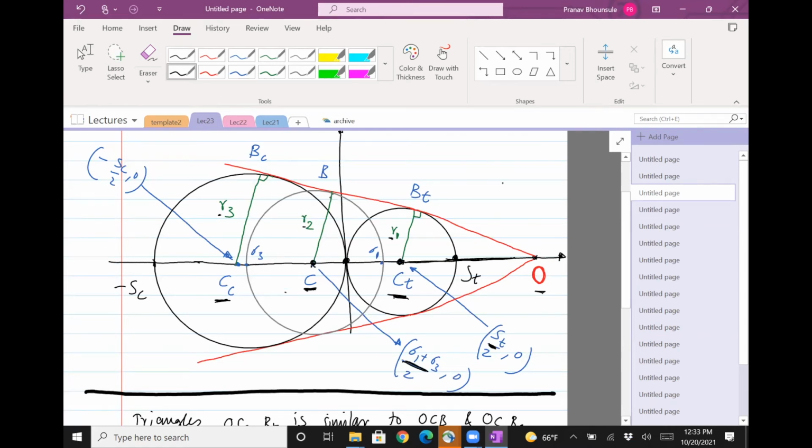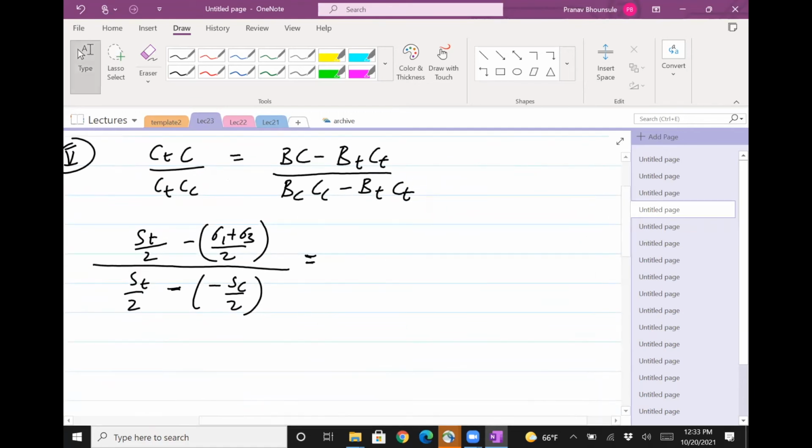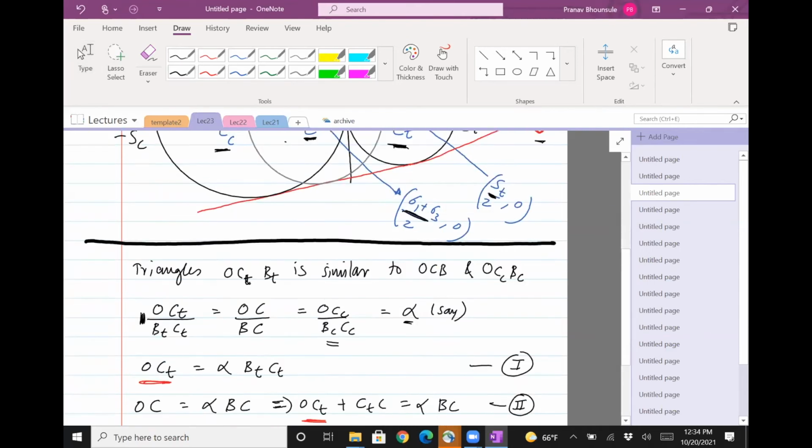So BC is R2. BTCT is R1 and BCCC is R3. So I'll just write in terms of that. It might be easier to have another step. So BC is the middle circle, BTCT is the smallest circle, divided by BCCC, the largest circle, R3, and then this one is R1. And now I already have expressions for R1, R2, R3, right? I wrote them down here.